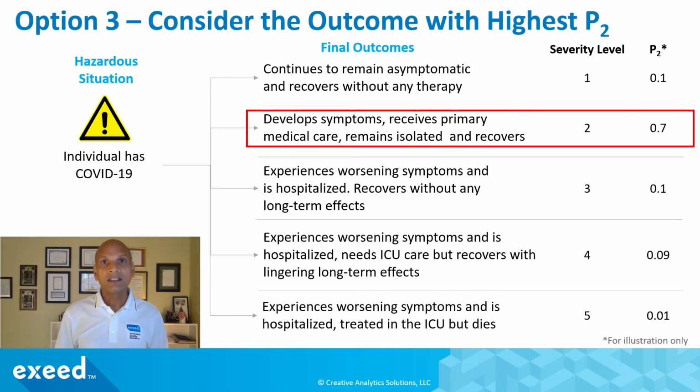Another option could be to consider the most likely outcome, which is they recover after some primary medical care. So these are 3 potential options for you to consider. It depends upon the quantity and the quality of data that you have available for you. How well do you understand the linkages between your device, how it fails or how it operates in the real world, and how it leads to exposure to hazards, and what kind of final outcomes are observed.